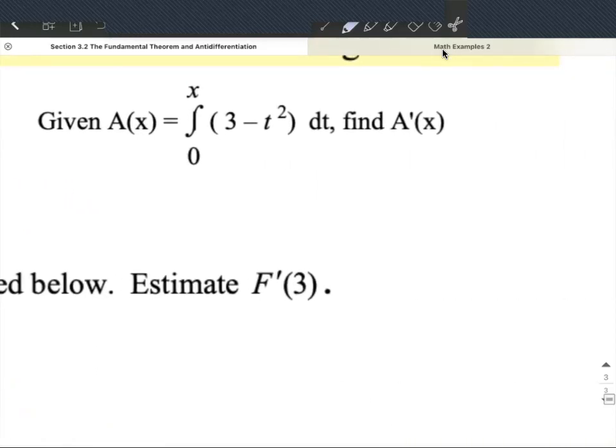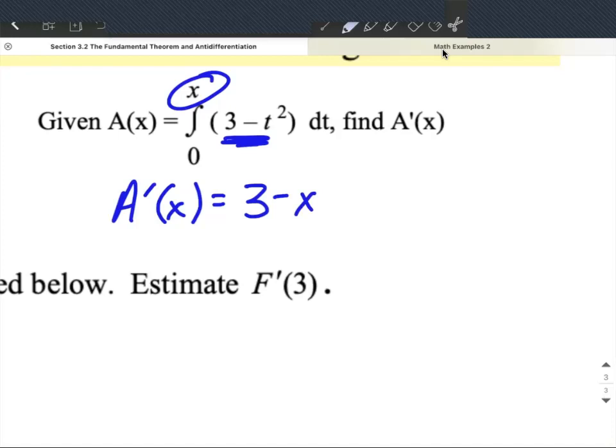Well, let's try it with this one. All right, integral from 0 to x, 3 minus t squared dt. Whatever's on the inside here, the derivative of A can be written as that same thing, but instead of a t, an x goes in its spot, and that's the derivative of A of x.